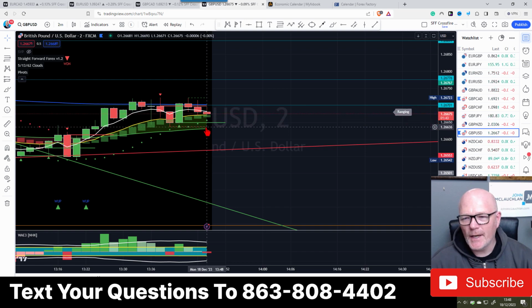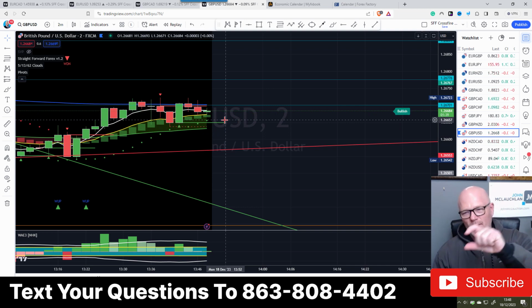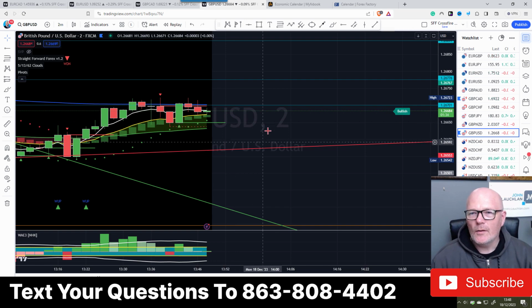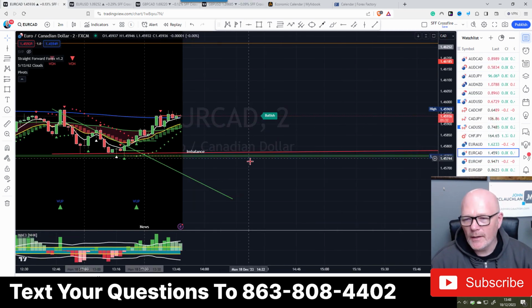If price comes down, then it's going to end up bouncing off the 62 moving average, and it kind of does this in this little zone. Okay, in this sideways rotation. So nothing happening with that. So Euro CAD.